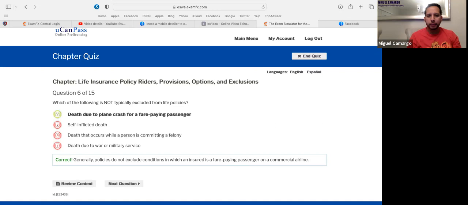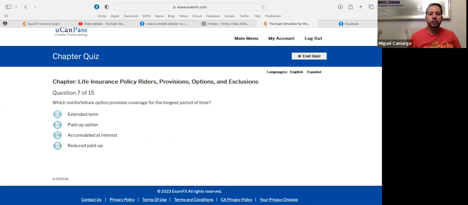The answer is A, because generally policies do not exclude fare paying passengers. How crazy is that? You get on the airlines, and when you get on Spirit Airlines, you pray to God anyways that you don't pass away. So yeah, they're not going to deny a claim because you are a fare paying passenger.